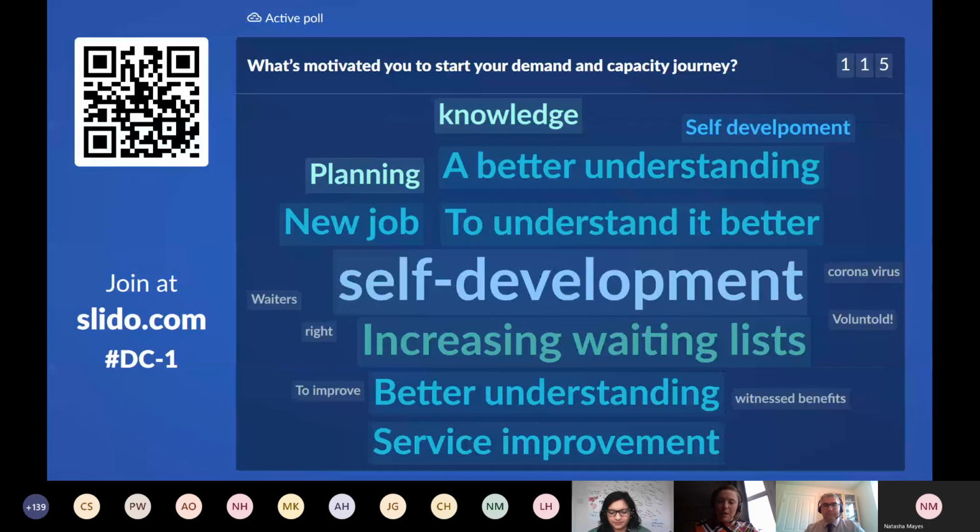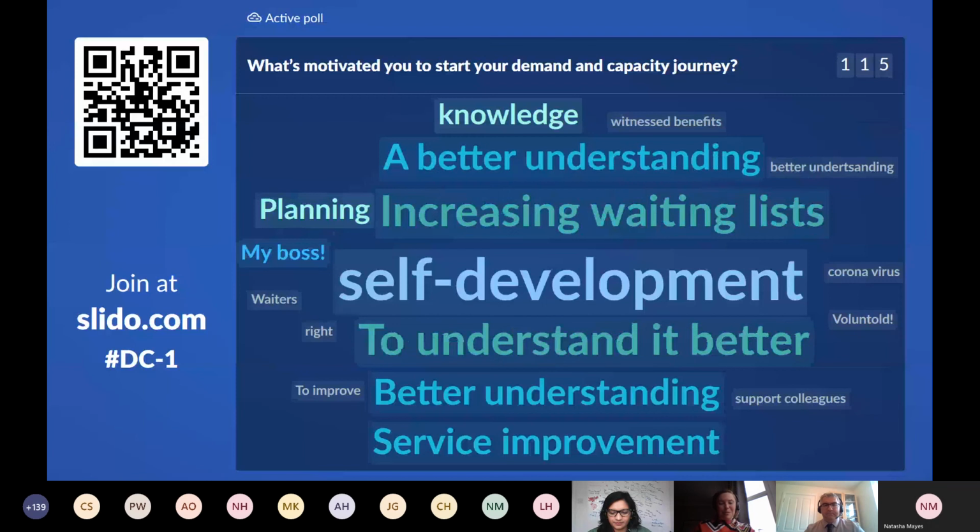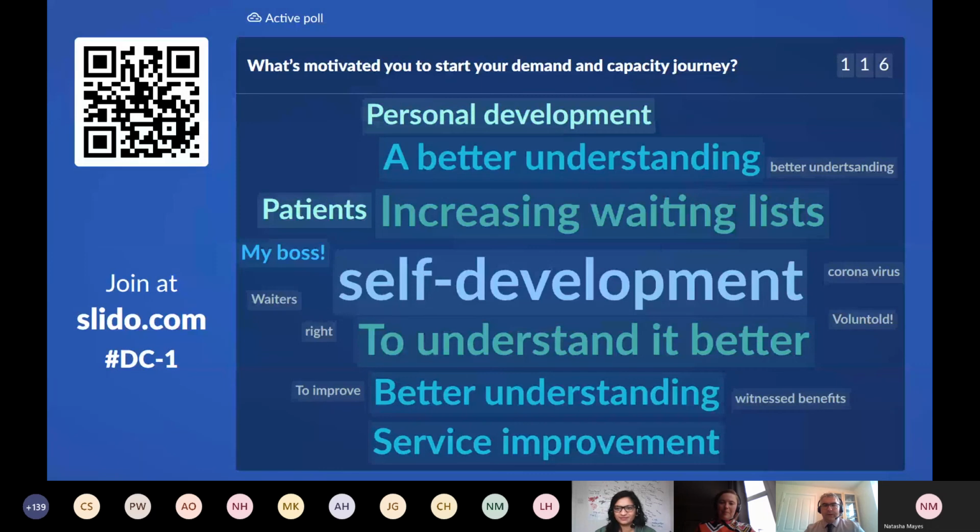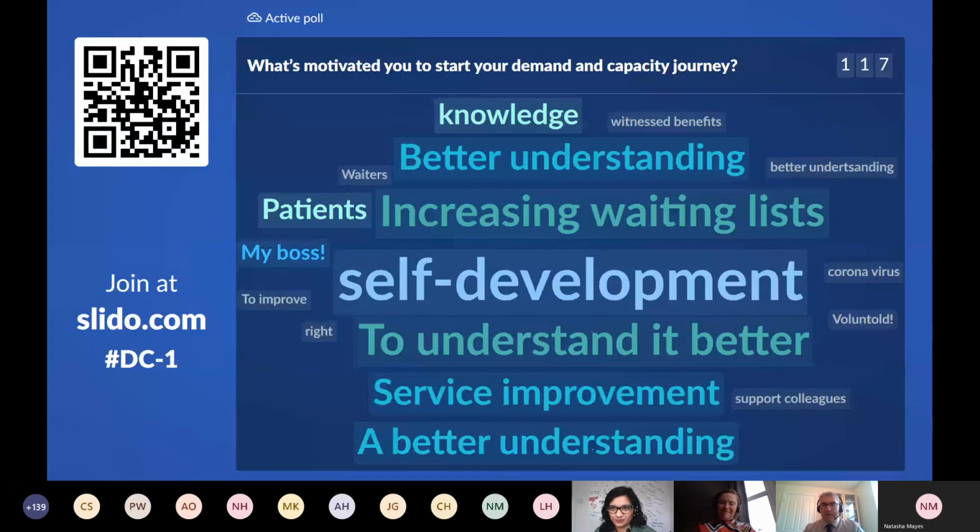It's quite encouraging for me that voluntold is quite small and that most of you do want to be here either for self-development or to get a better understanding. And also to see service improvement on there, that's really, really pleasing to see, because ultimately, as we've alluded to already, and we will talk about a bit later on, it's about service improvement and patient experience that ultimately is what this journey is about.